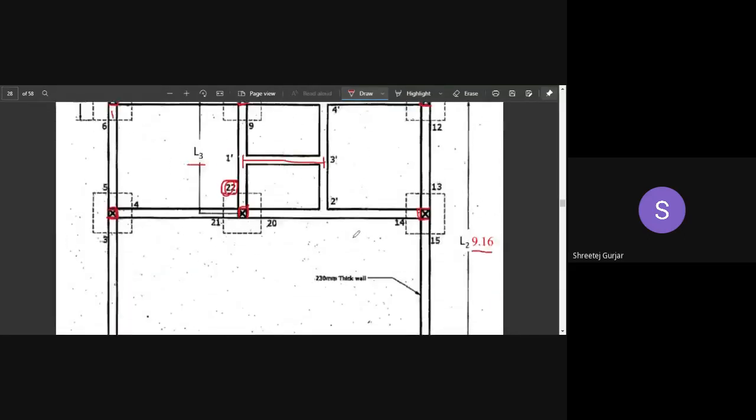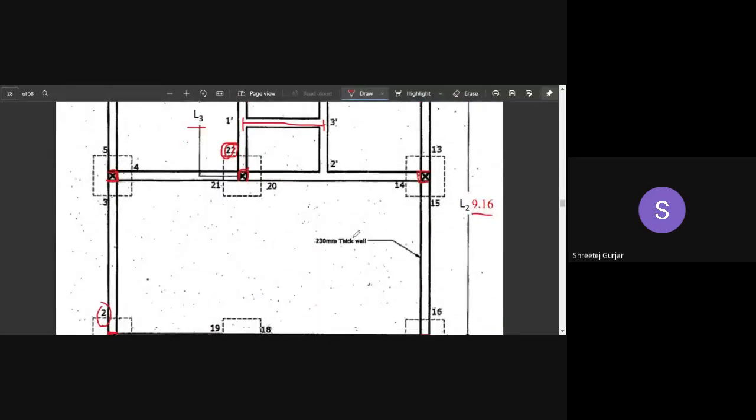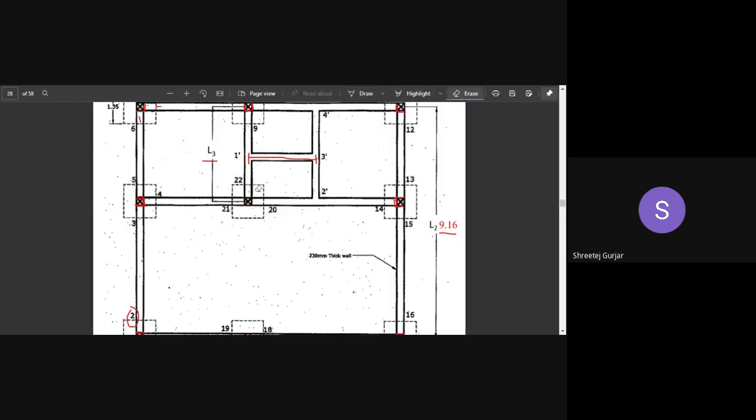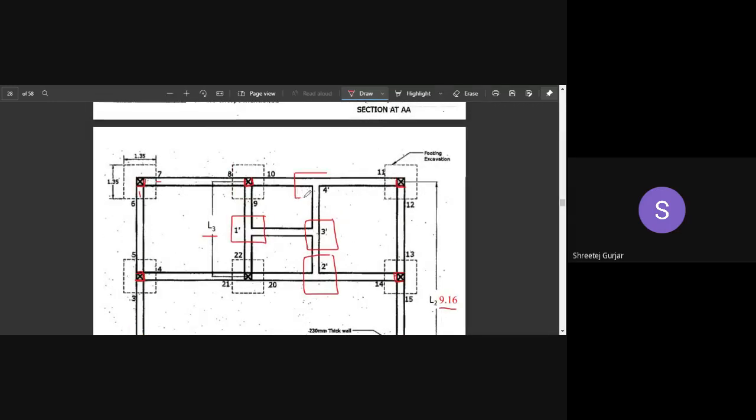So look into your plan and tell me how many T junctions you can find, leaving out the 22 junctions which you have already considered. That is mentioned over here. You can see, this is one T junction, right? This is one T junction, and this is one T junction. So second, this is third, they have marked like 3 dash, and you can see this is your fourth, right?